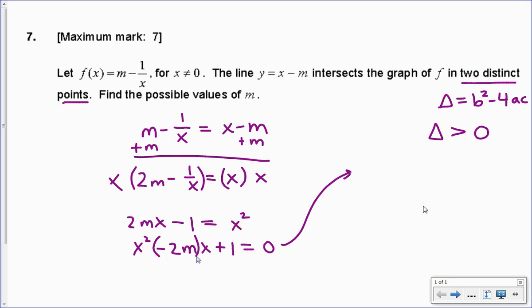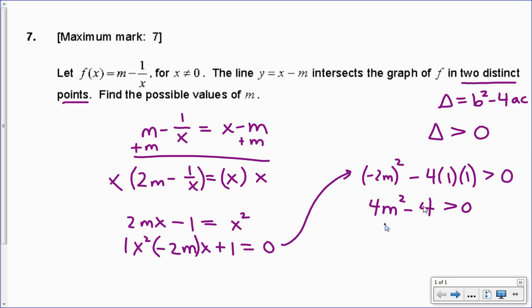So the a value is 1, the b value is this negative 2m, and the c value is 1. So the discriminant is b squared, so I'll set up negative 2m squared. Notice that the negative 2m is in parentheses as the b value, minus 4 times a times c. A and c are both 1, and I need to set this up being greater than 0 in order to solve for the values of m. Negative 2m squared is negative 2 times negative 2, which is 4m squared, minus 4 is greater than 0. 4m squared is greater than 4.